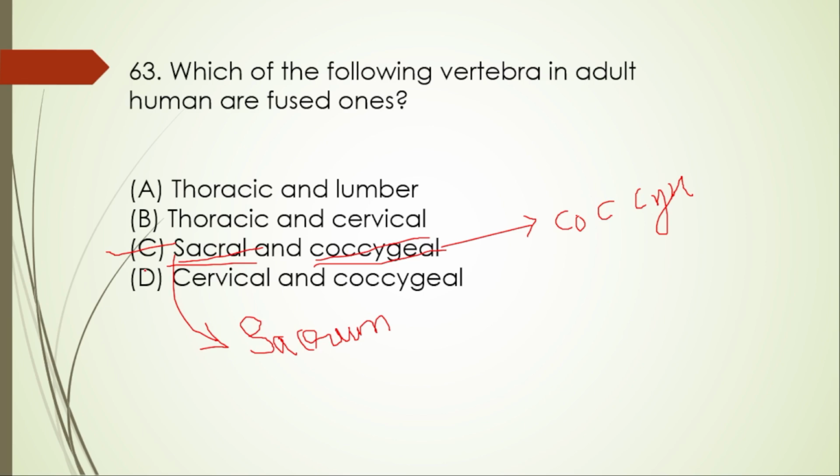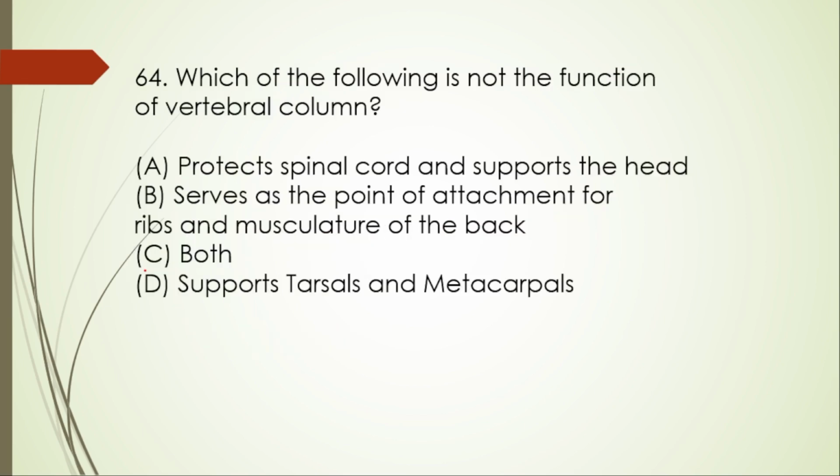Next, 64th question. Which of the following is not the function of vertebral column? A, protects spinal cord and supports the head. Right. B, serves as the point of attachment for the ribs and musculature of the back. Yes. C, both. Yes, both are right. And D, supports tarsals and then metacarpals. This one is wrong.